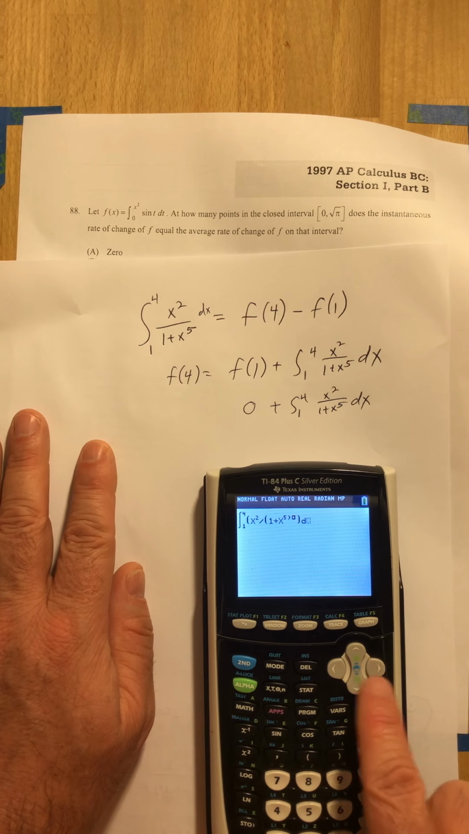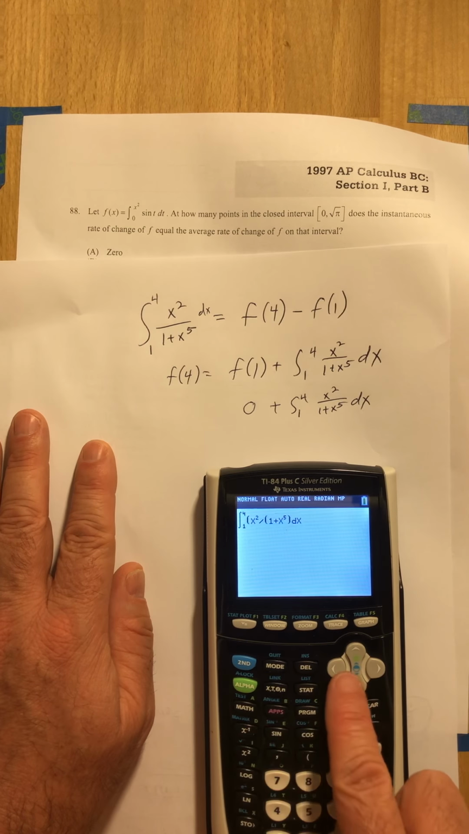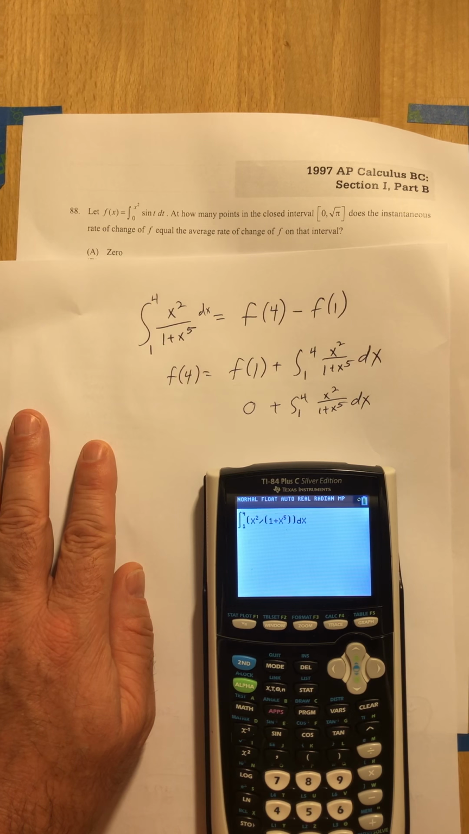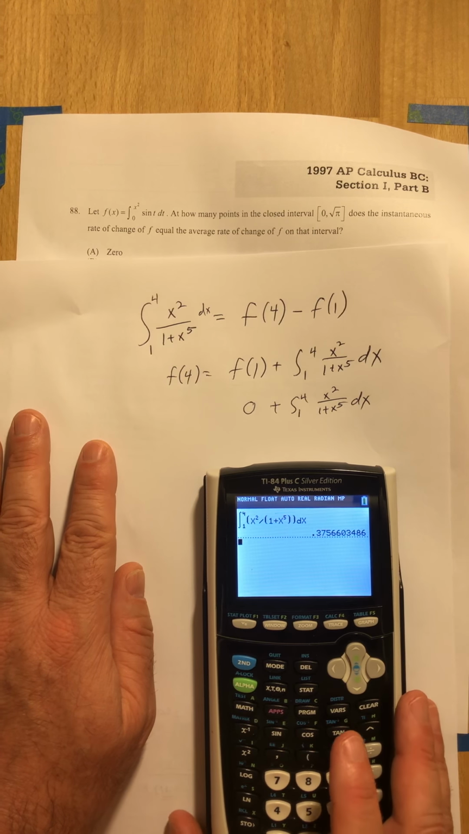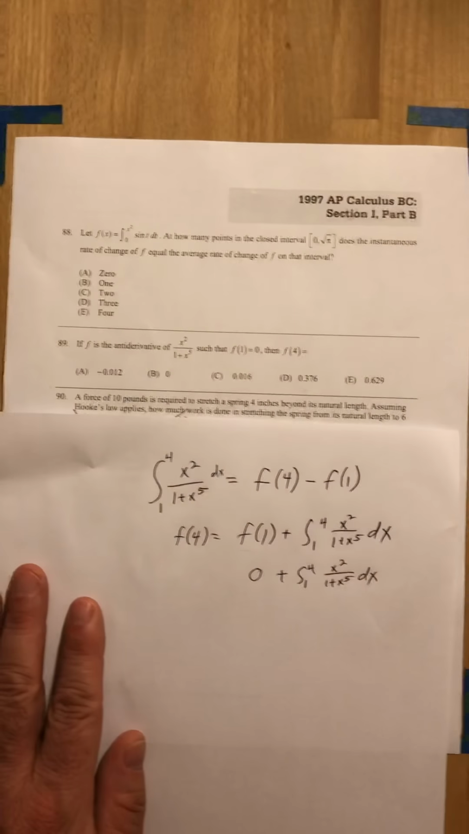dx. And see what that gives me. 0.376. Looks like letter D.